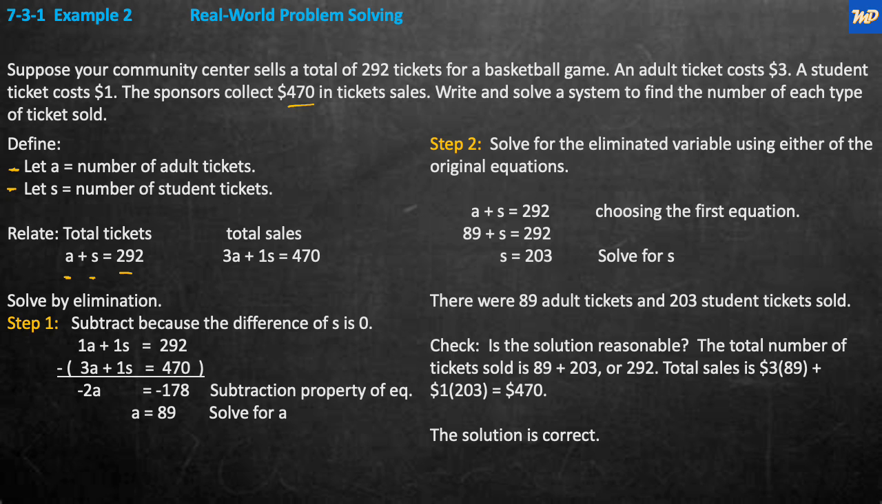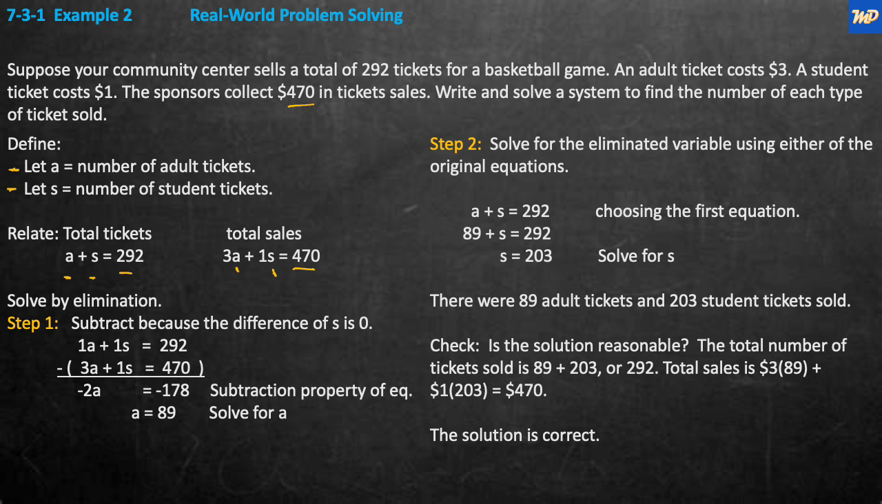And we also know that the $470 that they earned came from selling adult tickets at $3 per ticket and student tickets at $1 per ticket. So if you multiply 3 times A and 1 times S, the number of adult tickets and the number of student tickets, you're going to get 470. So now we're going to solve this as a system, and we're going to do it by elimination.